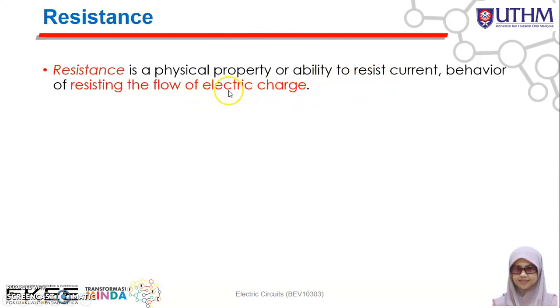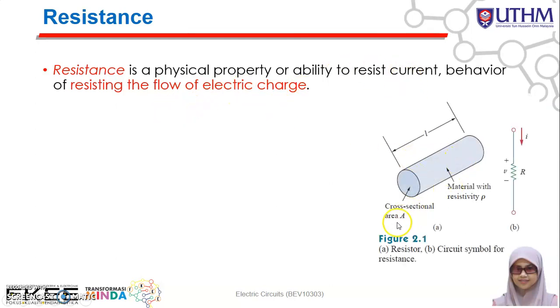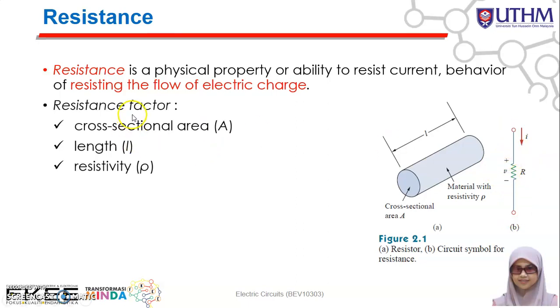Because you know when the electric charge flows, it will cause the current to flow, right? So let's say you are given this kind of material. This material actually acts as a resistor, because it has the ability to resist the current. The circuit symbol for a resistor can be represented by this figure, where R represents the resistance of the resistor. I here is the current flowing from this point to this point, and V is the polarity of the voltage across the resistor.